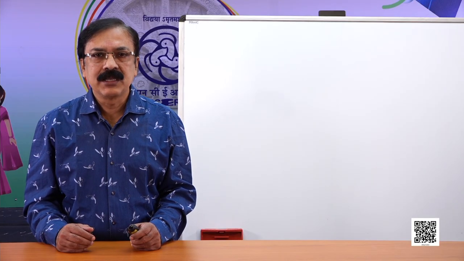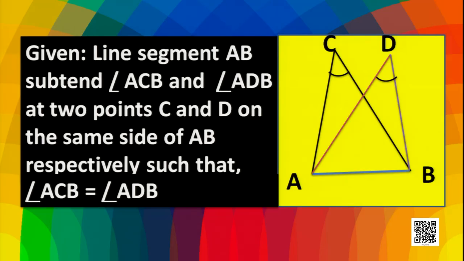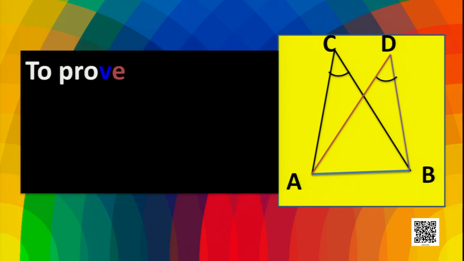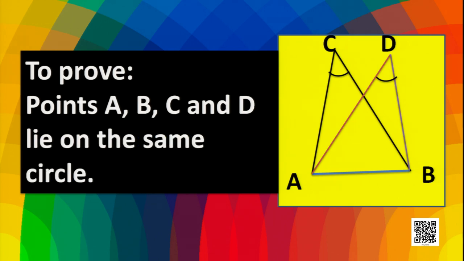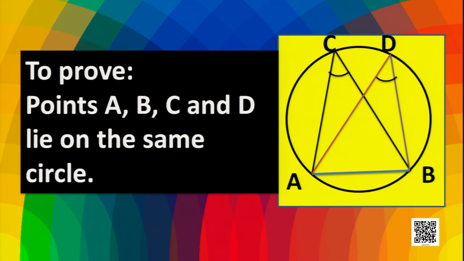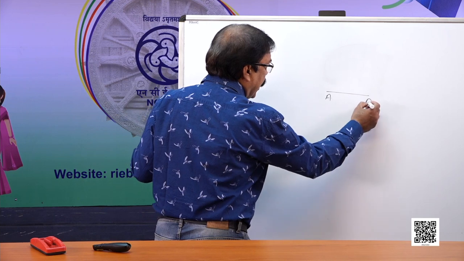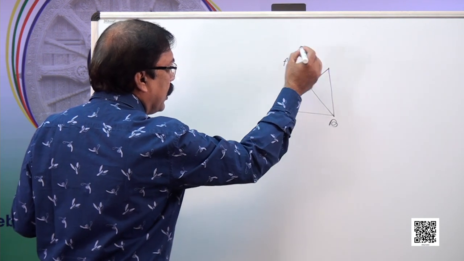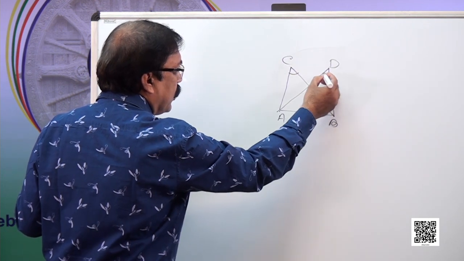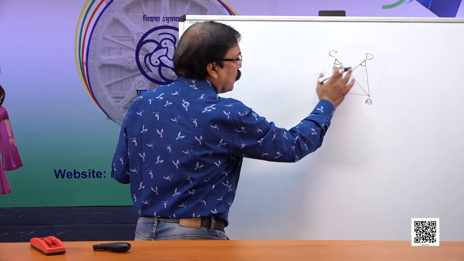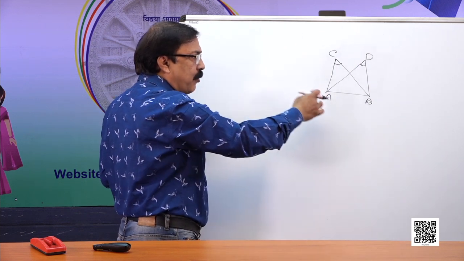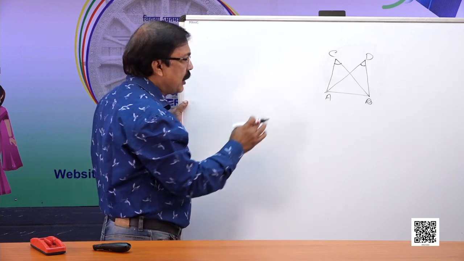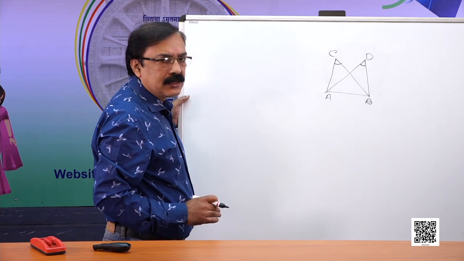So, here, if this is the condition, we have to show that these four points A, B, D and C all lie on the circle, one circle. So, we can write to prove part, that is points A, B, C and D lie on the same circle. So, let us see here how to prove this. Here is a line segment AB and C and D are two points where AB subtends angles ACB and ADB respectively, which are equal. If these are two, we have four points here and all the four points are not on the same line. So, we can say that A, B, C are three points which are non-linear.